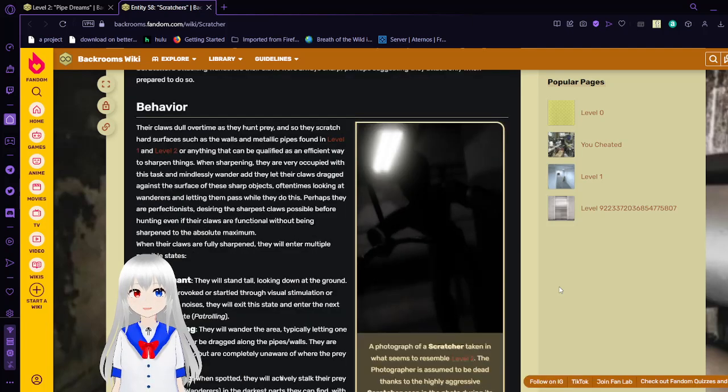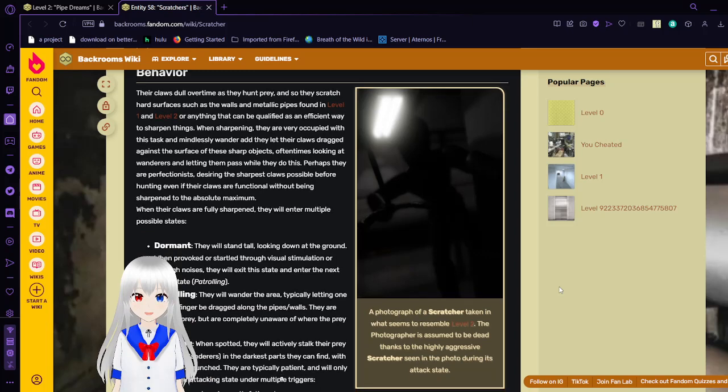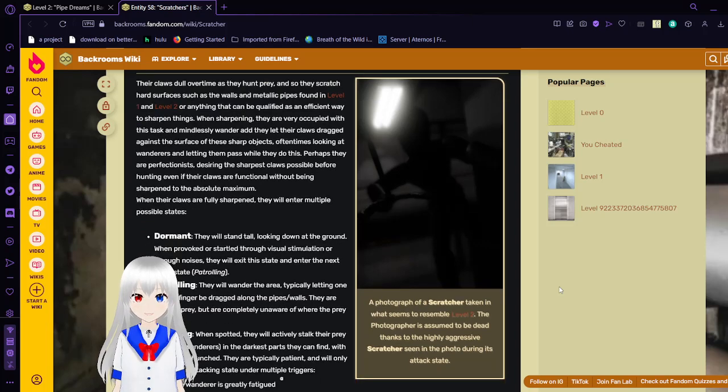Behavior. The claws dull over time as they hunt prey, so they scratch hard surfaces such as the walls and metallic pipes found in Level 1 and Level 2, or anything that can be qualified as an efficient way to sharpen things. When sharpening, they are very occupied with this task and mindlessly wander, letting their claws drag against the surface of these sharp objects, oftentimes looking at wanderers and letting them pass while they do this. Perhaps they are perfectionists, desiring the sharpest claws possible before hunting, even if their claws are functioning without being sharpened to the absolute maximum.